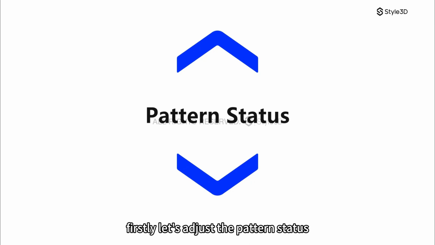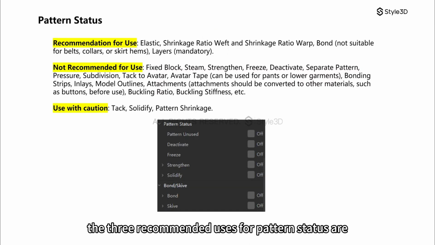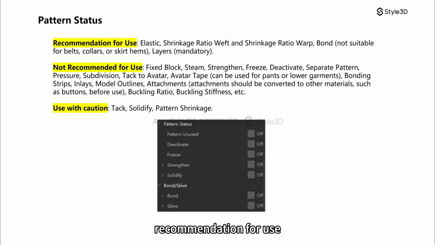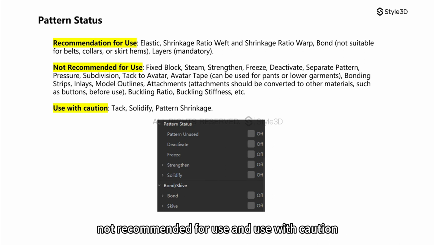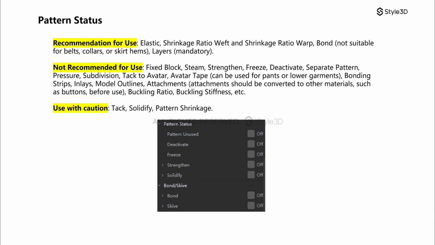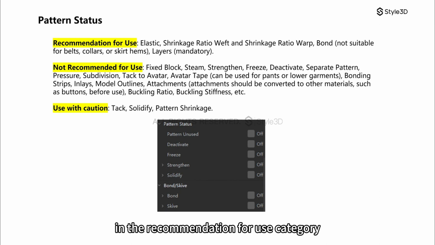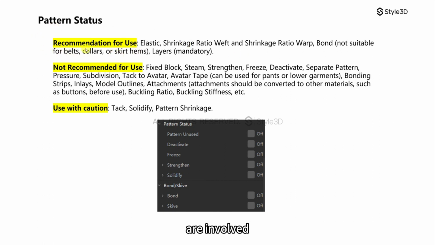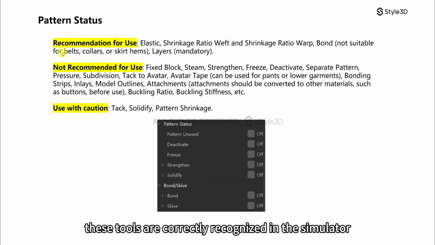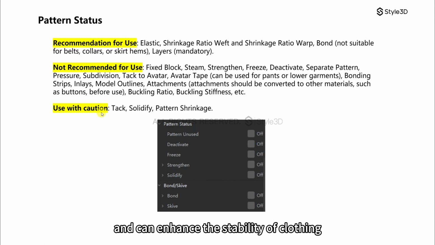Firstly, let's adjust the pattern status. The three recommended uses for pattern status are recommended for use, not recommended for use, and use with caution. In the recommended for use category, tools like elasticity, shrinkage ratio weft, and shrinkage ratio warp, bond layers, etc. are involved. These tools are correctly recognized in the simulator and can enhance the stability of clothing, making them recommended for use.